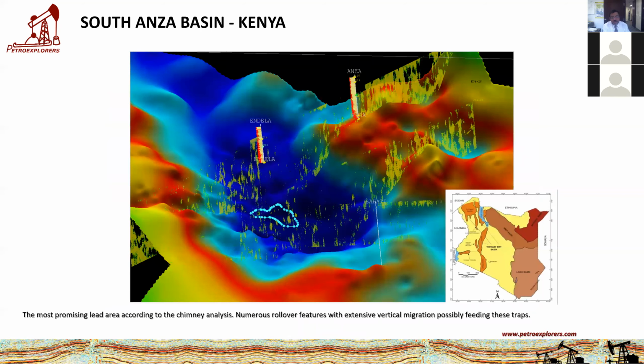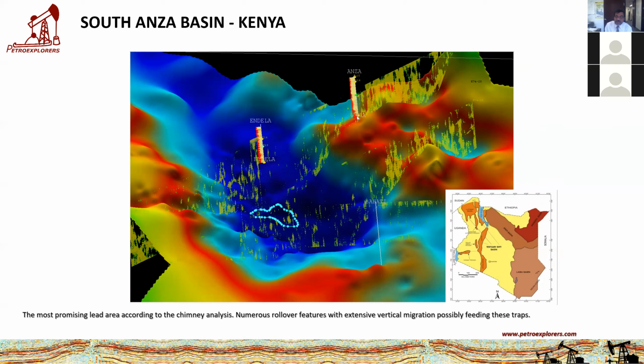And so, last, I will just cover the case study. We did a lot of work on 2D and 3D data in the South Anza Basin, Kenya. This was exploration in a completely exploratory basin, very lightly drilled. There were only 2 or 3 wells drilled in the whole basin: one well here, one here, one here. And we could differentiate that the Anza well actually did hit an area where there are a lot of chimneys.